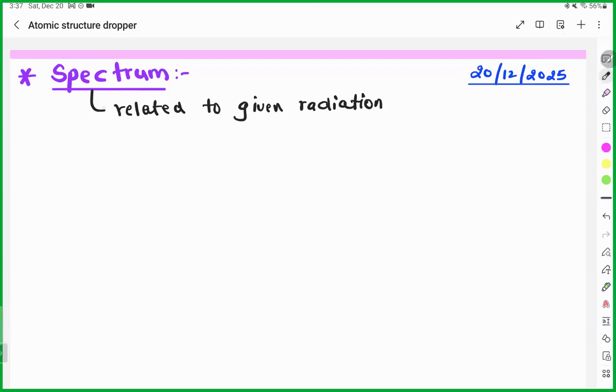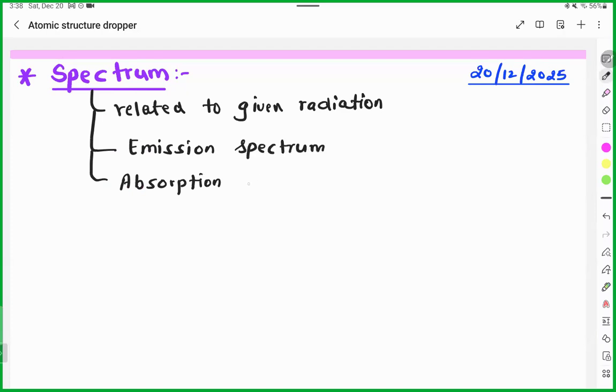Here spectrum are two types. One is emission spectrum. When energy is released, then you will have emission spectrum. And second is absorption spectrum when energy is absorbed. Correct? So spectrum is formed in two situations: one when energy is absorbed and one when energy is released. Correct?